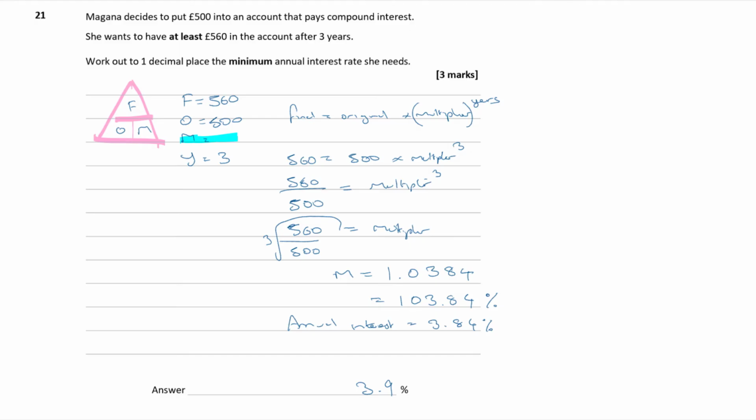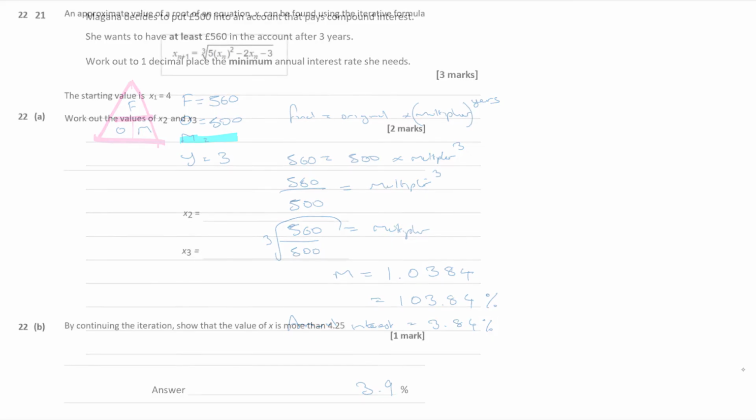Otherwise you would get slightly less than £560, because I worked it out exactly as 560. So if I round down, it's going to be less than 560, and actually I want it greater than 560.